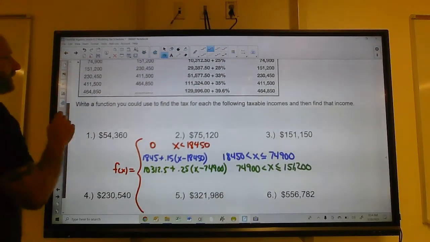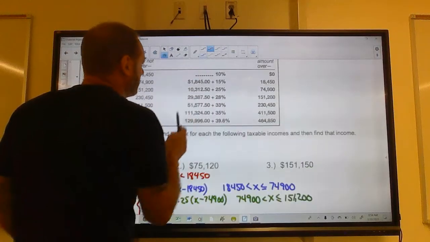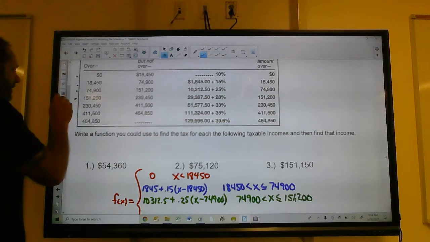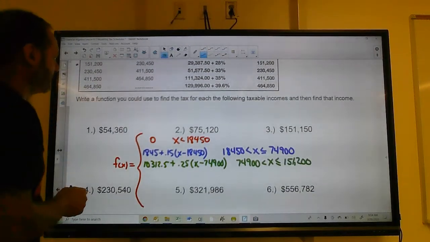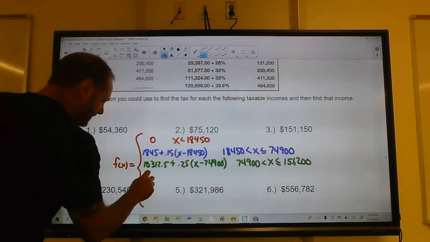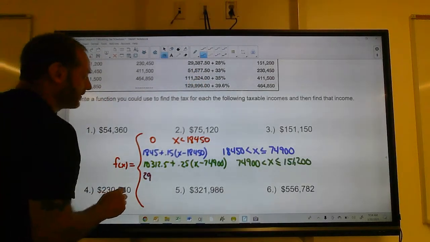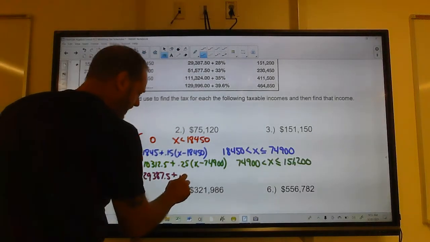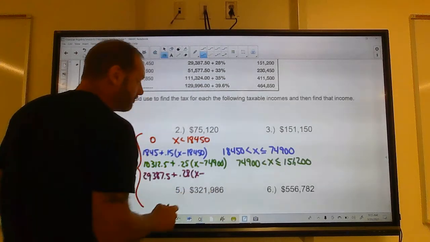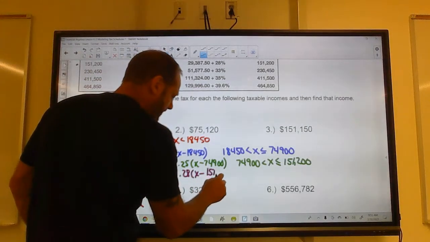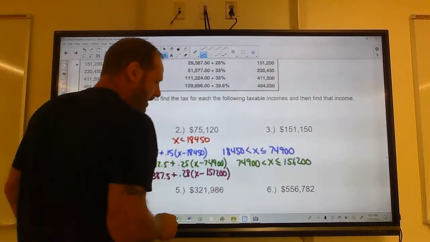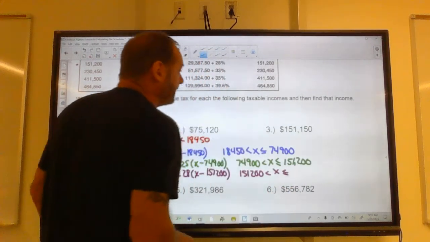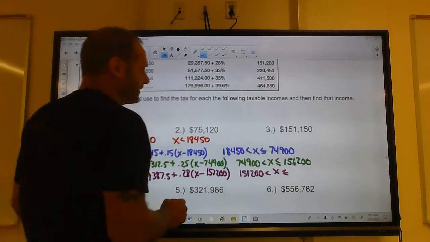So I'll put a little dot there to indicate which color we have. Okay, so then we're going to do this color for here. So my tax is going to be 29,387.5 plus 0.28 times (x minus 151,200). And I'm going to have 151,200 is less than x is less than or equal to 230,450.